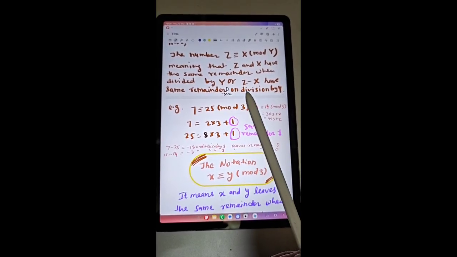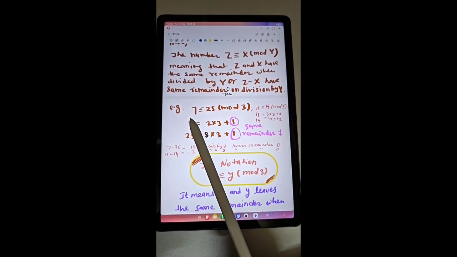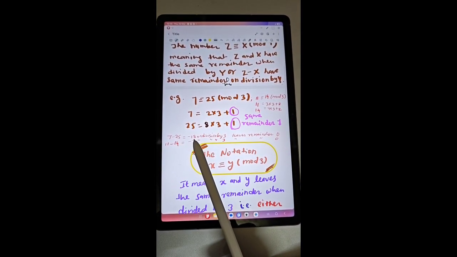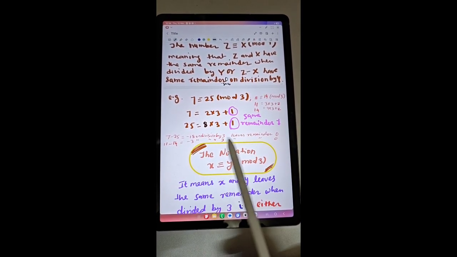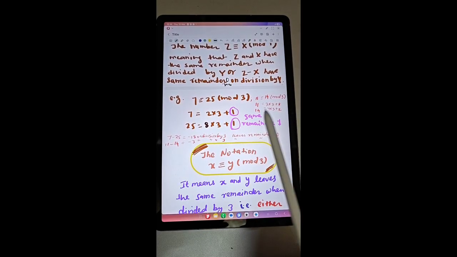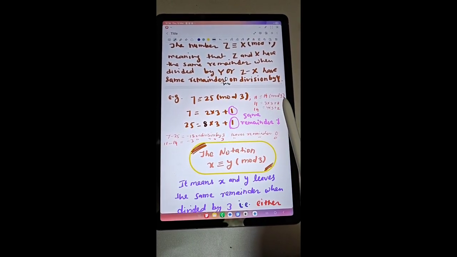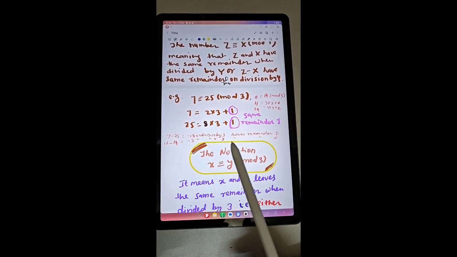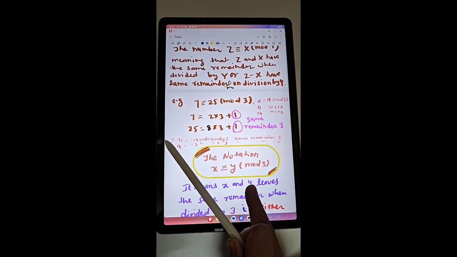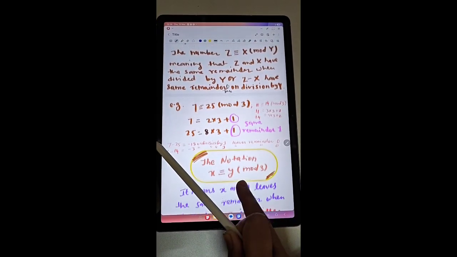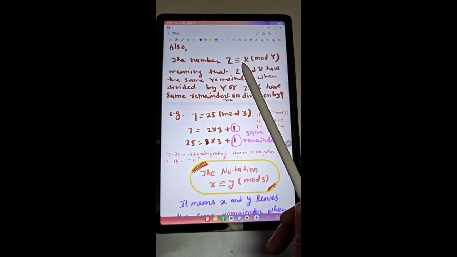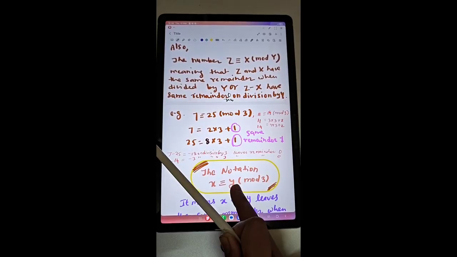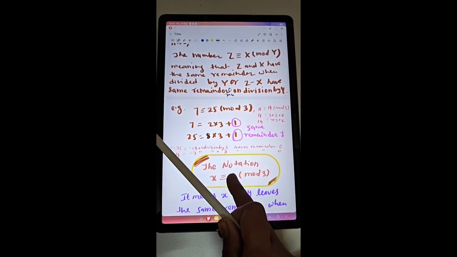In other words, z minus x has remainder 0. 7 minus 25 is minus 18, and 3 sixes are 18, so it leaves remainder 0. Similarly, 11 and 14 are congruent modulo 3, so 11 minus 14 is minus 3, again divisible by 3, leaving remainder 0. So either z minus x gives remainder 0, or z and x both give the same remainder when divided by y. This is the meaning of z congruent to x modulo y.